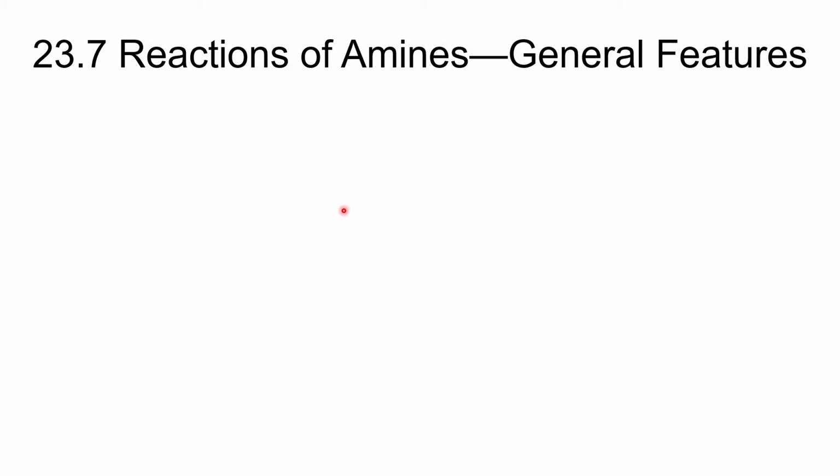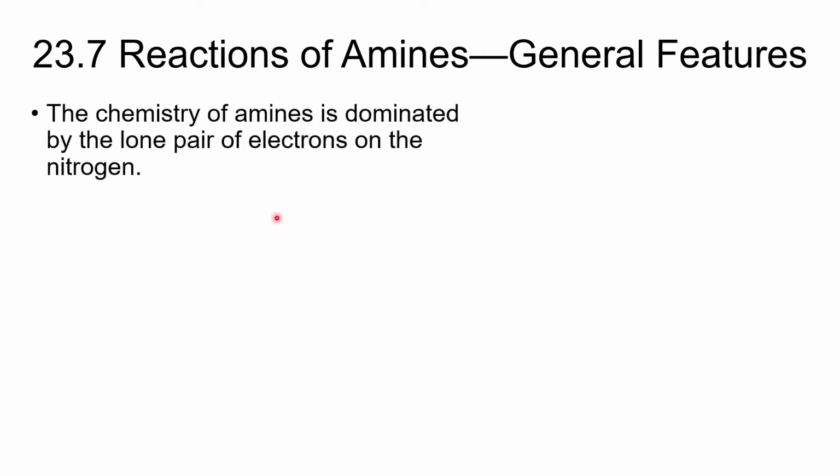So let's look at a couple of the reactions that amines will undergo. There are two important kinds of reactions that amines undergo. The first is that amines will undergo acid-base reactions. Amines, first and foremost, are bases. They have a lone pair of electrons that can act as a base. But they are also nucleophiles.